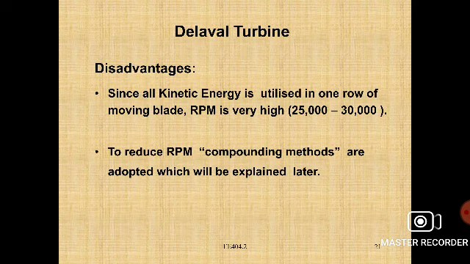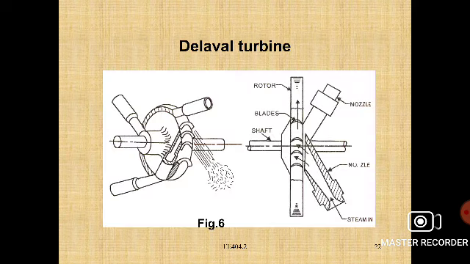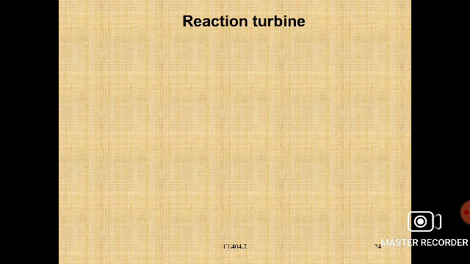What are the disadvantages? Since all the kinetic energy is utilized in one row of moving blades, the RPM is very high, 22,000 to 30,000. To reduce the RPM, compounding methods are adopted, which will be explained. This is the example of the impulse turbine. Next, reaction turbine.